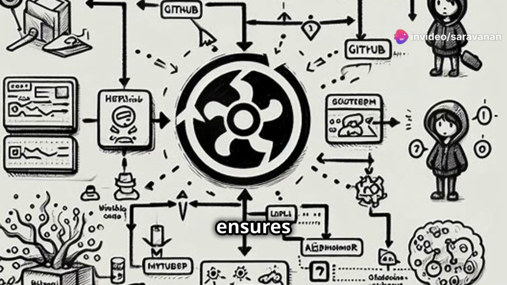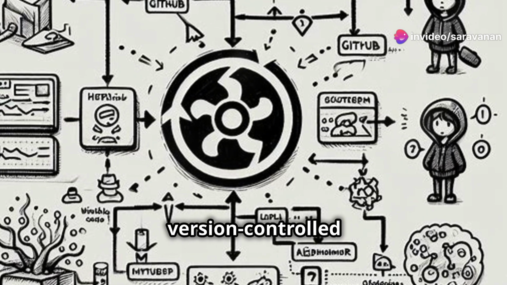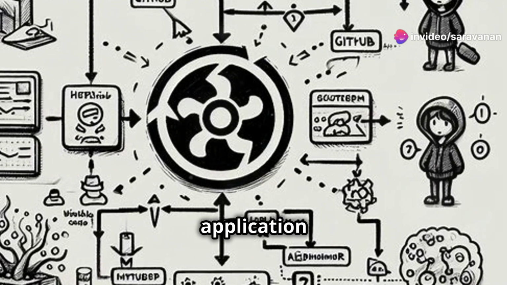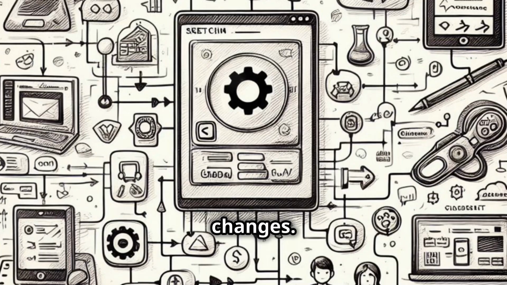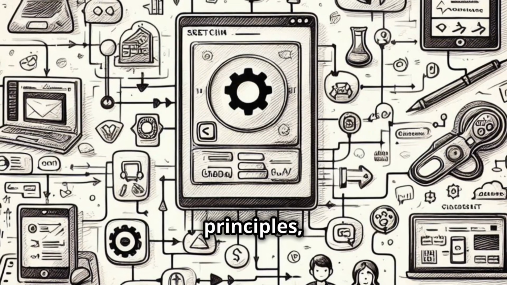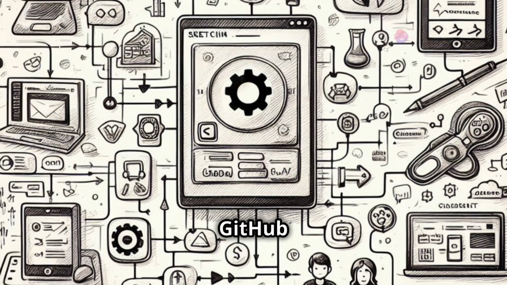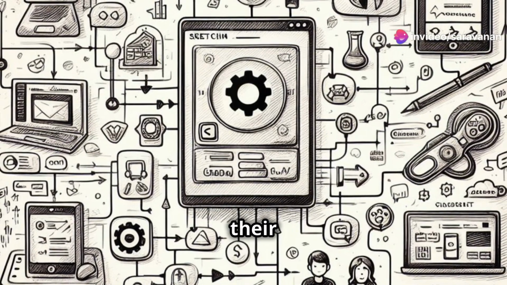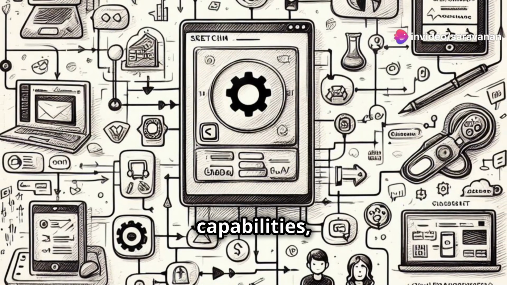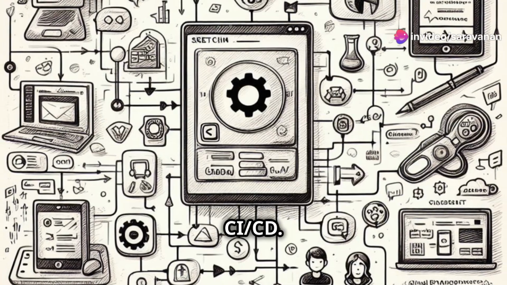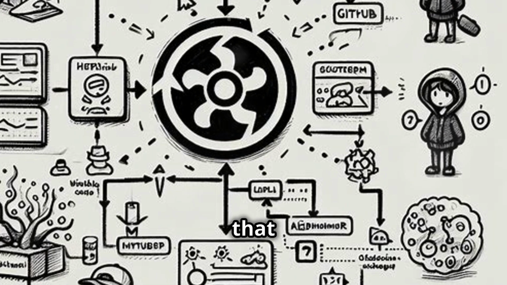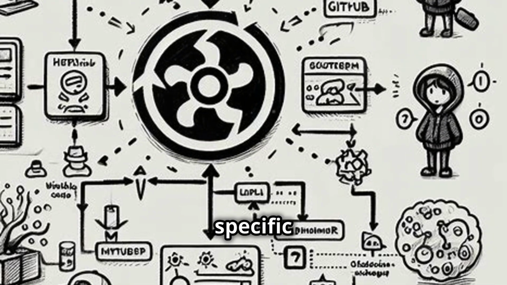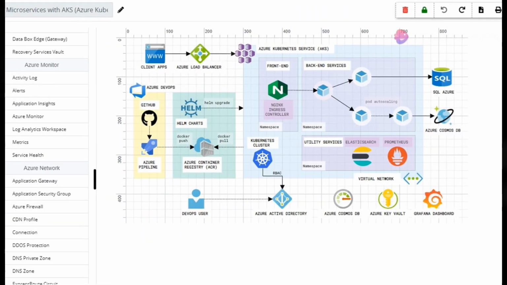This approach ensures that the pipeline definition is version-controlled alongside the application code, providing a clear and auditable history of any changes. Despite their shared goal and underlying principles, GitLab Runner and GitHub Actions differ significantly in their architecture, integration capabilities, and overall approach to CI/CD. Understanding these distinctions is crucial for selecting the tool that best aligns with an organization's specific needs and workflows.